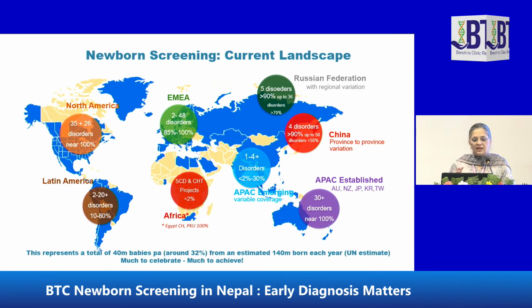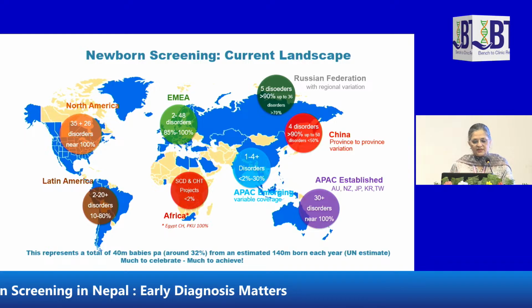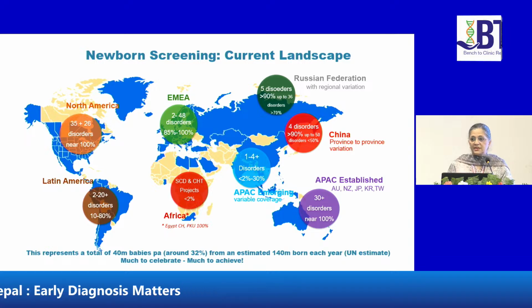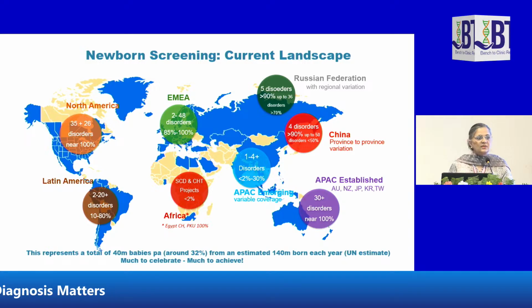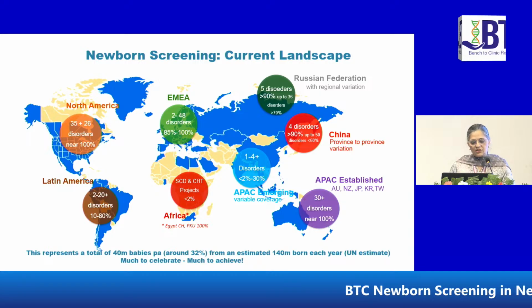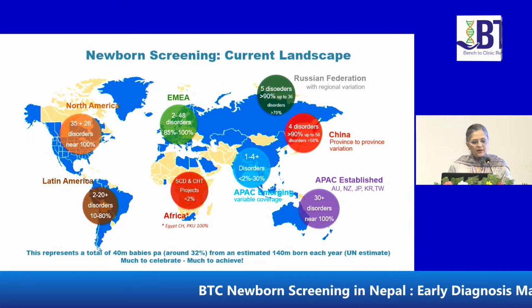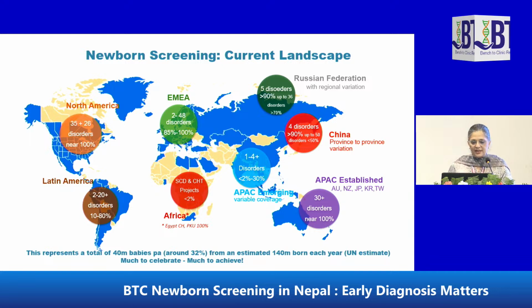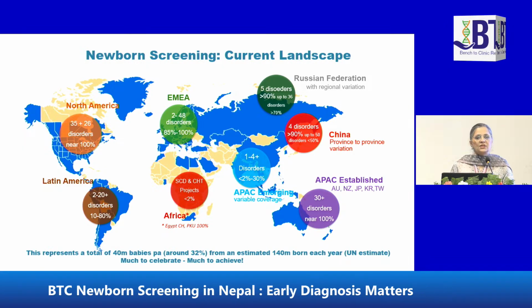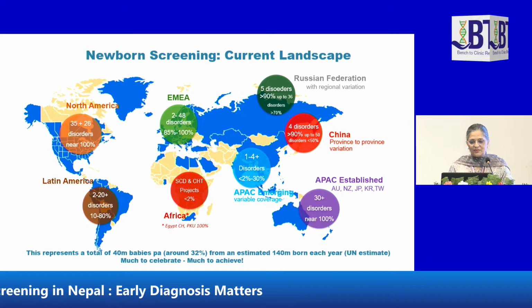There is wide variation across countries because of government priorities, different conditions, variations in prevalence, and most importantly the priorities and also the facilities and resource capacity building. According to United Nations estimates, approximately 40 million babies per annum are screened, which is around 32% of an estimated 140 million births each year. So there's a lot that we need to do and much to achieve.